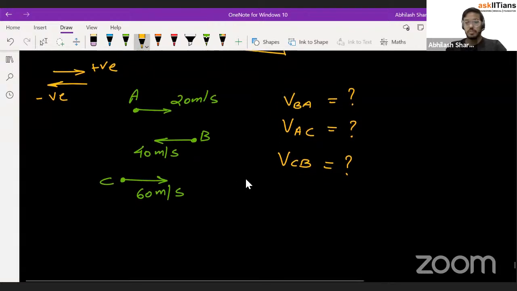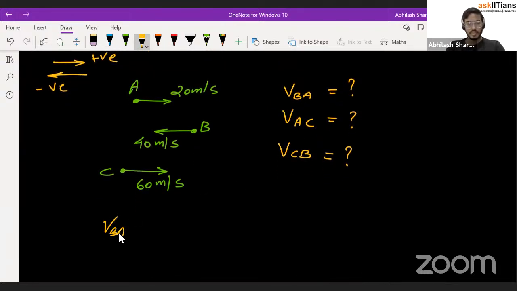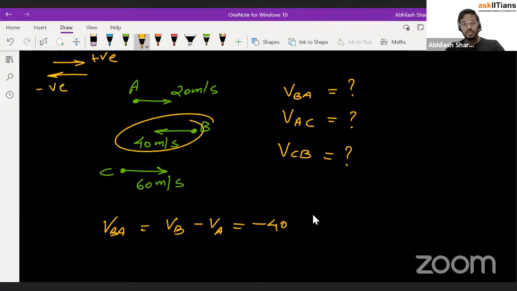So when it is VBA, I told you the trick. Just separate the variables and put a negative sign. What is velocity of B? That's to the left, it's negative 40. What is velocity of A? That's to the right, so it's positive 20, but we have to subtract. That's negative 60. That's the first answer.